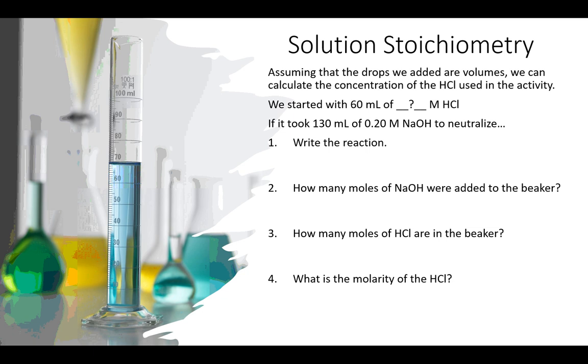We did an activity in class, or it was on a previous video, where we started out with some acid in a beaker, right? So we had some HCl in a beaker, and then we added base to the beaker, and we asked, how much base does it take to neutralize our acid? We can use this information to figure out how much acid was in the original beaker. So we're going to walk through how we would go about doing this, and then we're going to do another version of this next week.